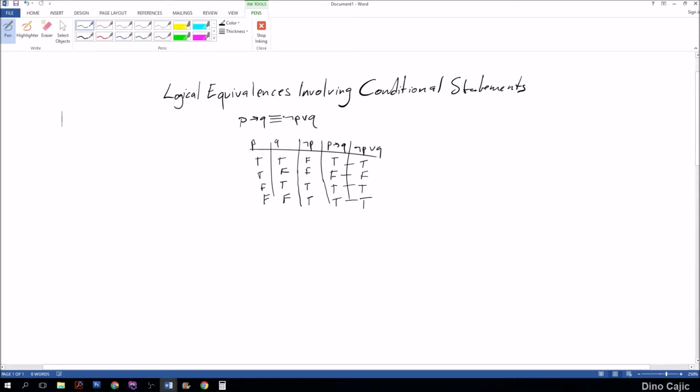This is the one that I use most frequently. Whenever I see an implication, I instantly turn it into this, not P or Q. So you'll just memorize it and it'll just stay there.